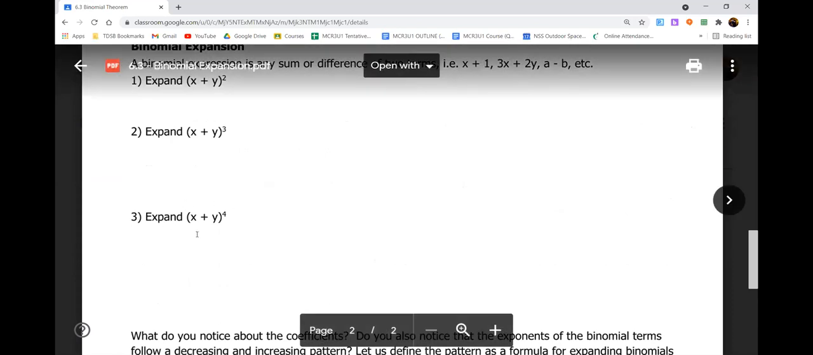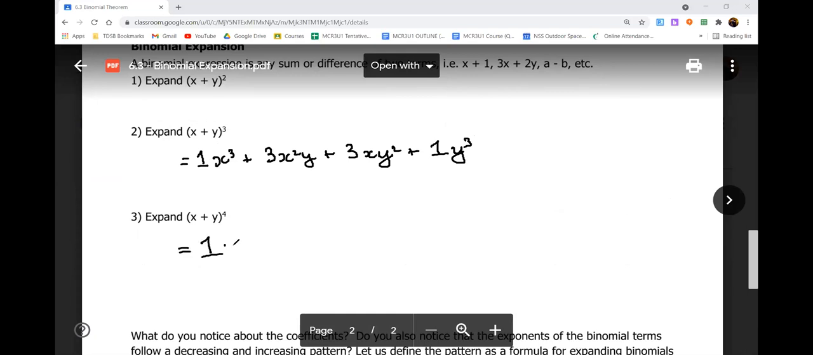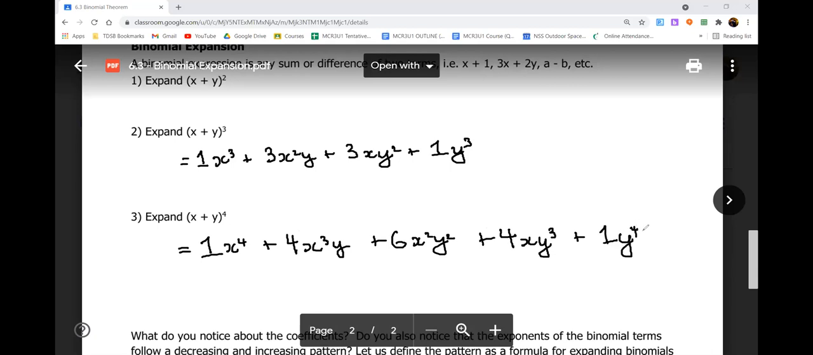All right, I'm going to take the expanded form of the cube because I remember it. I'm going to simplify this here. This used to be 1 x to the power of 3, 3 x squared y, 3 x y squared, and 1 y cubed. I'm going to use the pattern and tell you that this is going to be x to the power of 4, 4, 6, 4, and 1. And let me remind you that I'm not a genius.